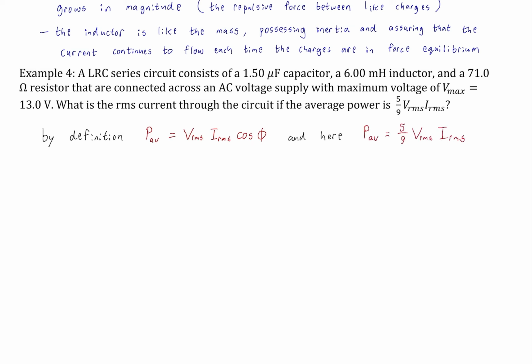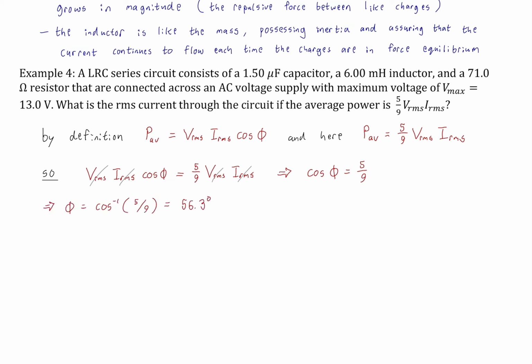And in this particular case, we know that the average power is 5/9 times the product of RMS voltage and current. Therefore, we can set the two expressions for average power equal to each other, cancel out the RMS voltage and current, and just get that cosine of phi is equal to 5/9. Therefore, if we do an inverse cosine, we can find phi and find out that in degrees it is 56.3. Okay, excellent. We've got our phase angle.